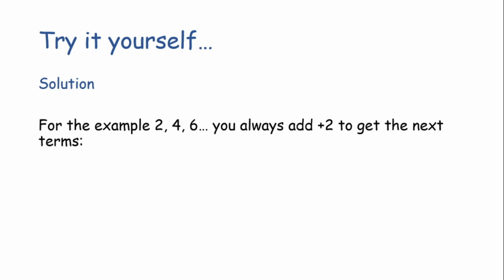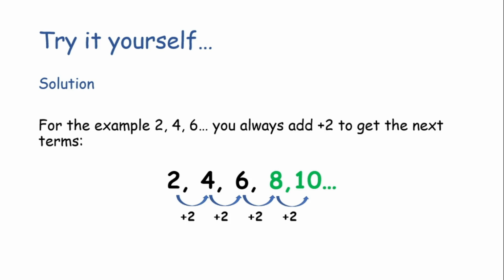As with the previous sequence, it can be seen that each following term is derived by adding 2 to the previous term. In this case, the two terms are 8 and 10.